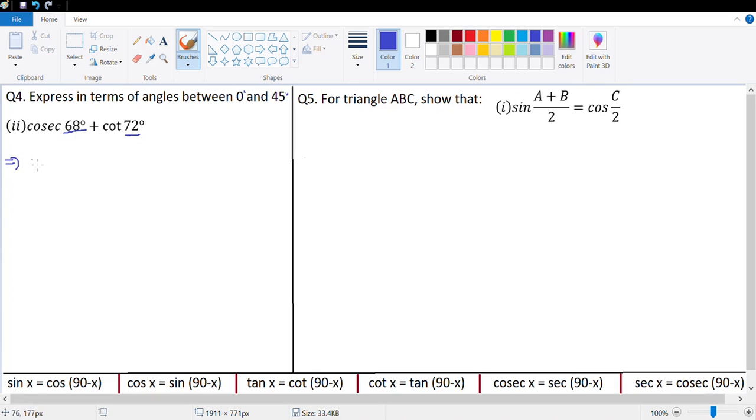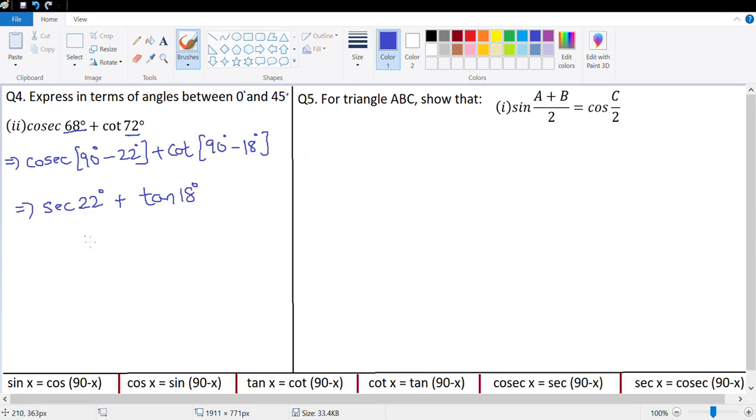So this would be cosec. Instead of 68 degree, I can write this as 90 degree minus 22 degree. So all I have done is change 68 into 90 minus 22. And similarly, cot, I am changing 72 as 90 degree minus 18 degree. And cosec 90 minus theta is equal to sec theta. So this is equal to sec 22 degree plus, and cot 90 minus theta is equal to tan theta. So plus tan 18 degree.